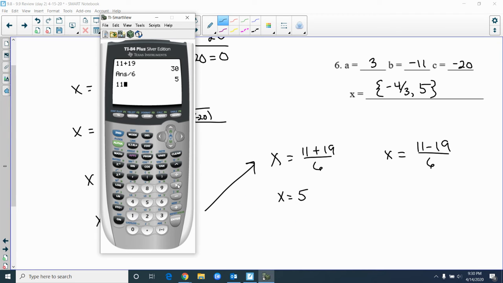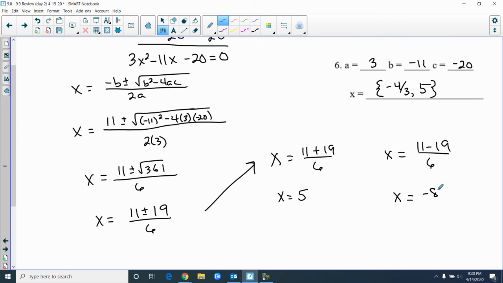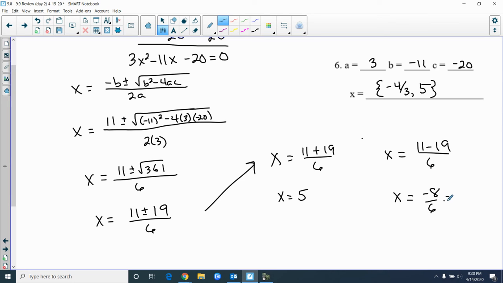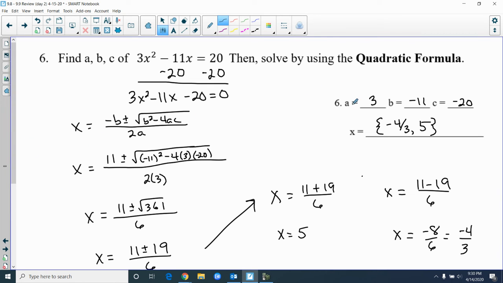What is 11 minus 19? That is negative 8. Okay, negative 8 divided by 6 is not a whole number, it's a decimal. So we're going to keep this as a fraction, but we do want to reduce it. Those are both divisible by 2. That's where I get negative 4/3. So there's your answer for 6.